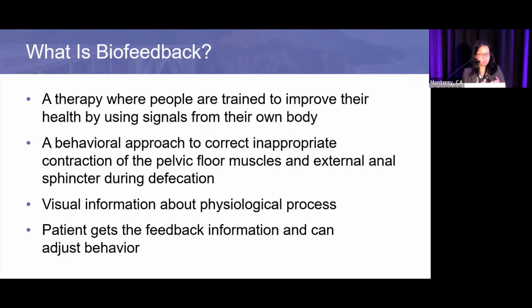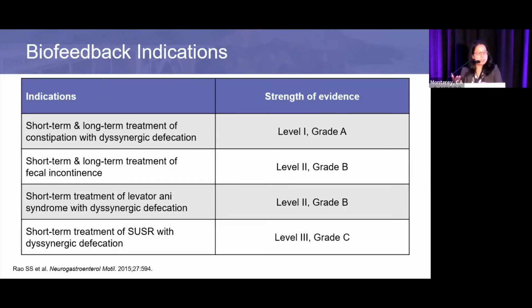Okay. Next. The indication of biofeedback: on the left is the indication, on the right is the strength of evidence. I think the best strength of evidence is really for long-term and short-term treatment of constipation with dyssynergic defecation. So if you have a patient with chronic constipation who never even tried fiber or other things, I wouldn't just throw them to biofeedback. I would try the over-the-counter therapeutics first, and then show that they have dyssynergic defecation either through anorectal manometry or office balloon expulsion test before you send them to biofeedback.